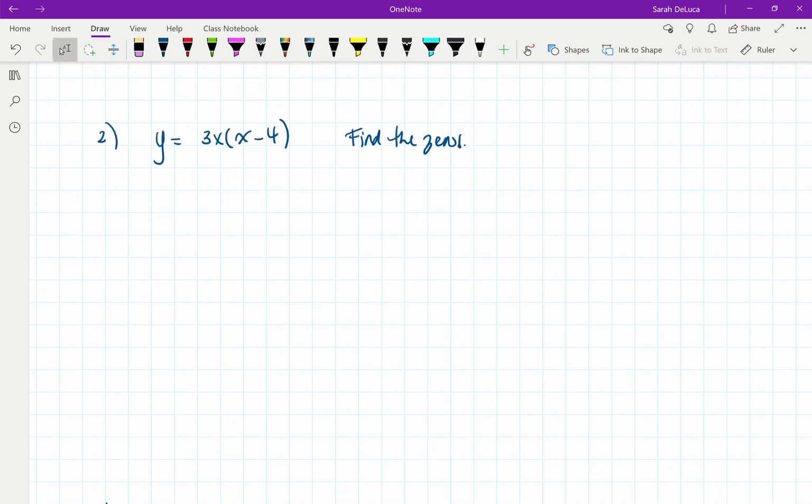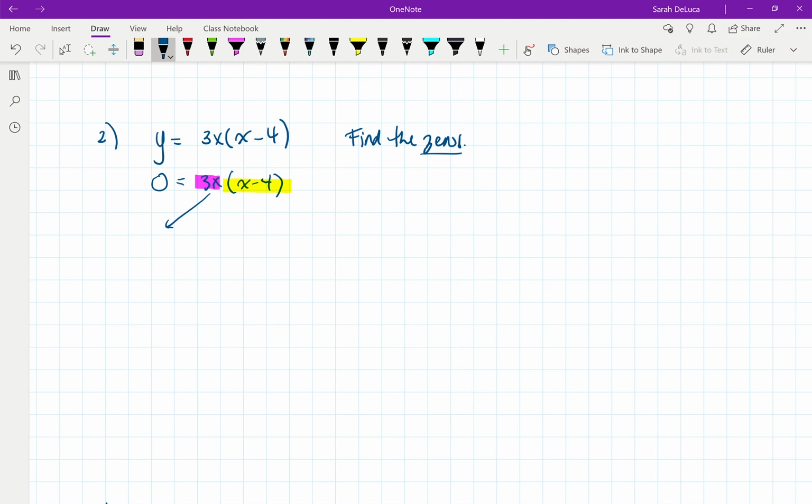Another one here. So find the zeros, keyword 0, set y equal to 0. Then I'm going to identify the multiplication. So that thing is being multiplied by this. If you have difficulty identifying what's being multiplied, if you read it out loud, oftentimes that tells you where the multiplication is happening. So if I was to read this out loud, I would say 3x times x minus 4. So that tells me that 3x is being multiplied by x minus 4.